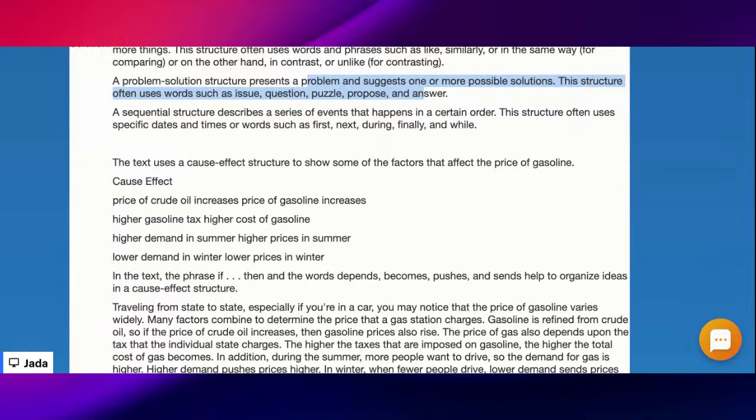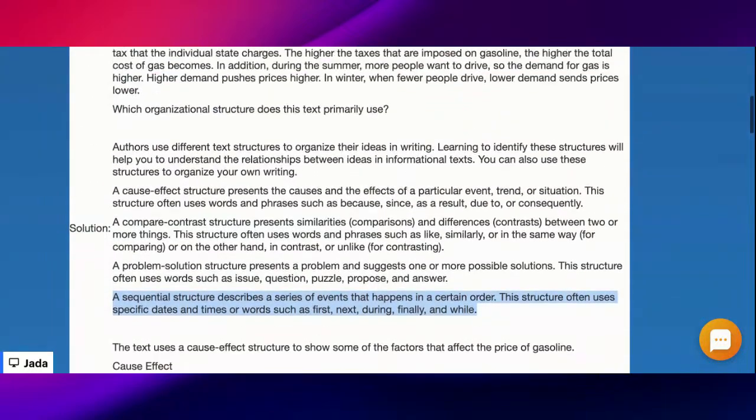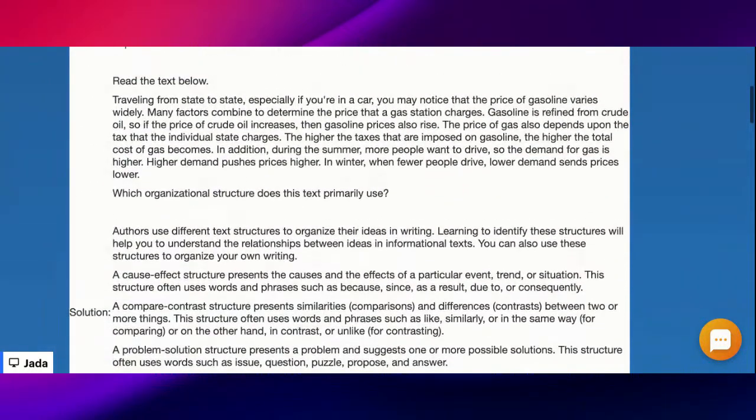A sequential structure describes a series of events that happen in a certain order. The structure often uses specific dates and times or words such as first, next, during, finally, and while. So you just need to note all of this. This is very important for you when you have to read a text or do your own writing. All these are very necessary for you to note.